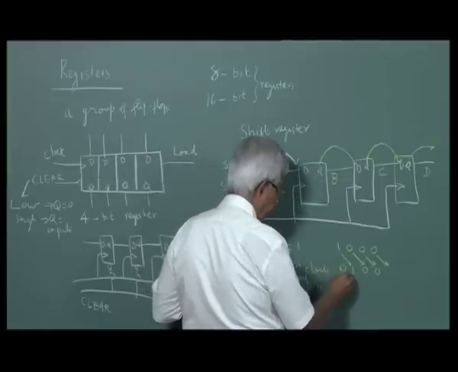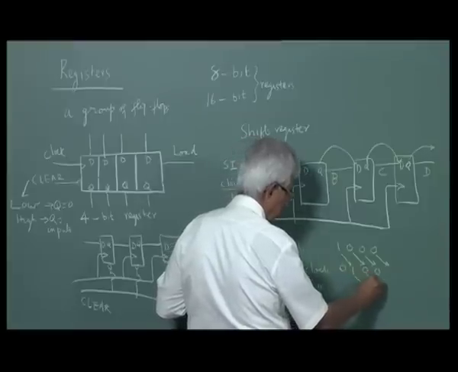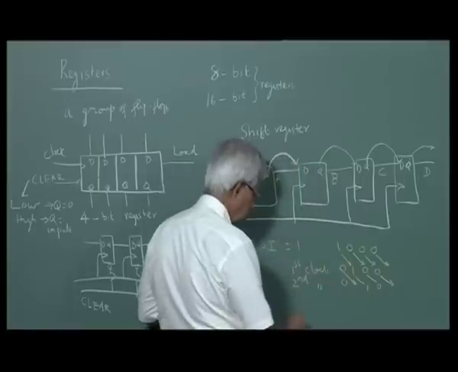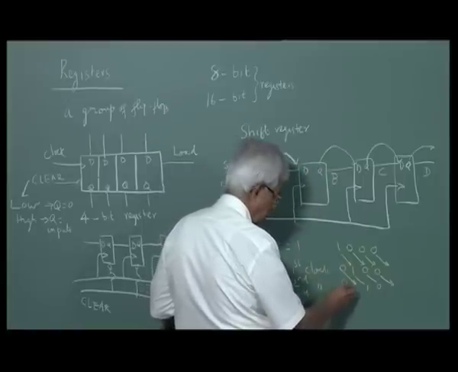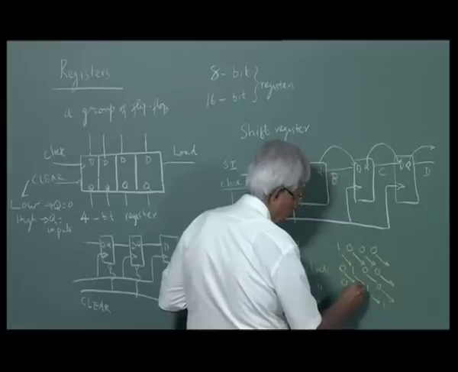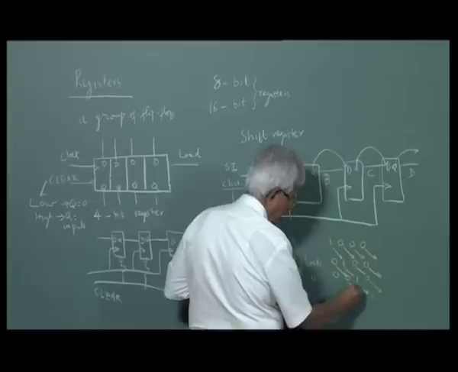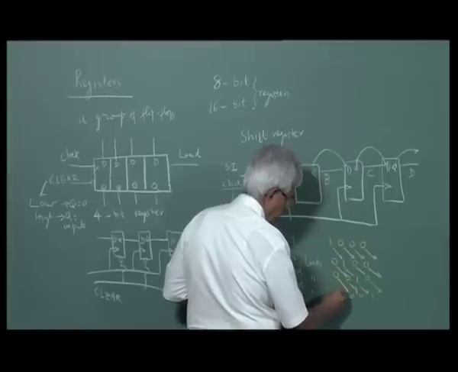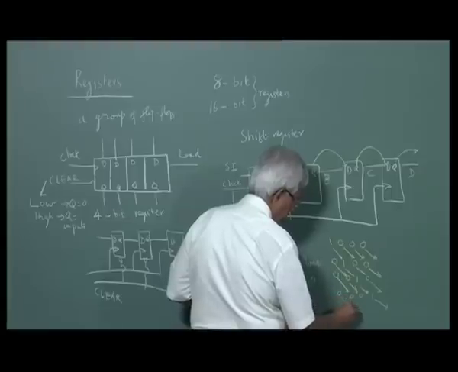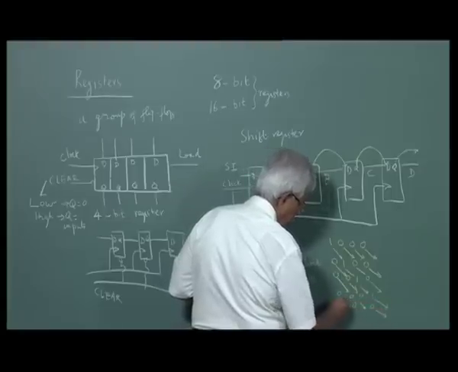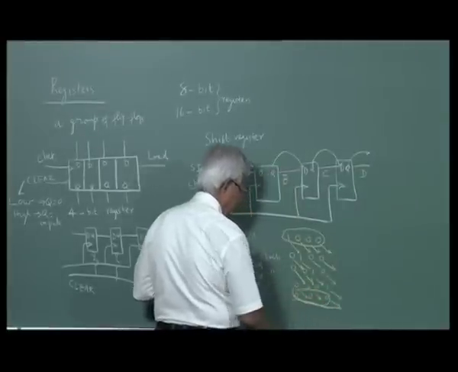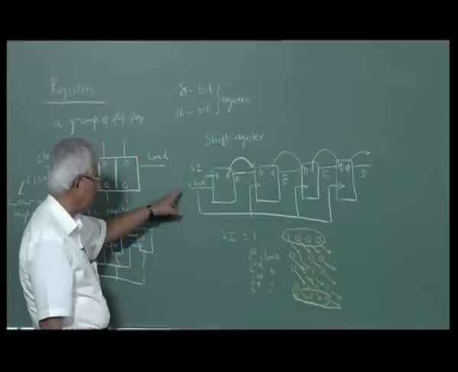So, now this 1 goes here, this 0 goes here, this 0 goes out, this 0 goes here, and then this is a 0. Third clock, this 0 goes out, this 1 goes here, this 0 goes here, this 0 goes here, this becomes 0. On the fourth clock, this 1 goes out, this is 0. So, you start with 1 0 0 0, and you get this finally after 4 clock cycles.